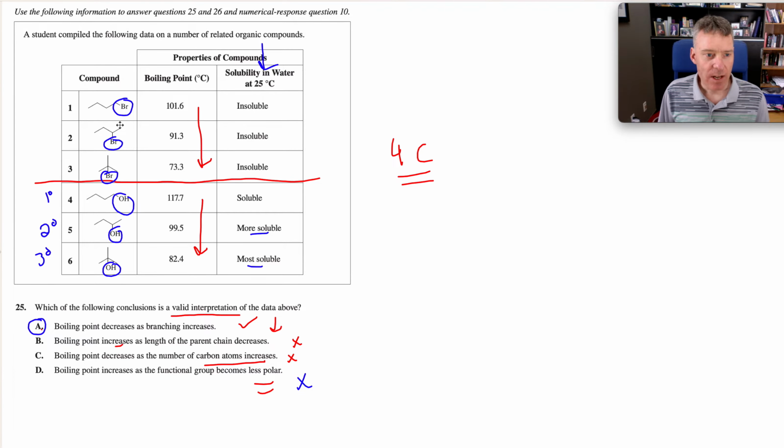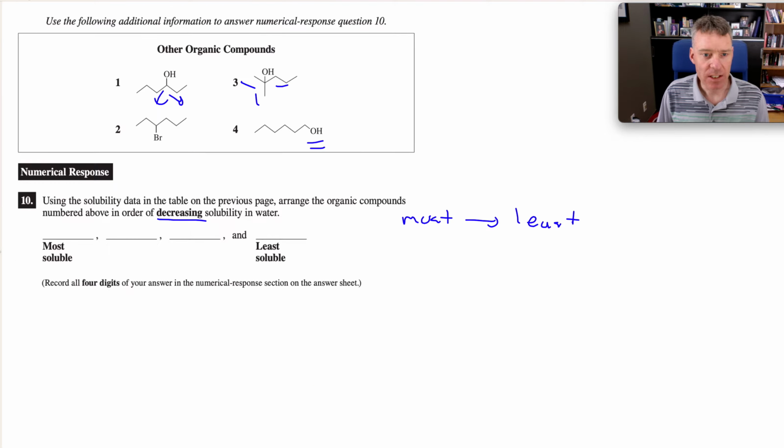Okay, so we've got to apply that, and then if we look at the solubility with the bromines, they're all insoluble. So no matter what, our 1 bromine example in 10 will be the least. So we have to start with the most. That would be what has the most branches. So that's 3. Then second most would be 1, the straight one, where there's just one sort of long branch. And then last, these are going to be insoluble.